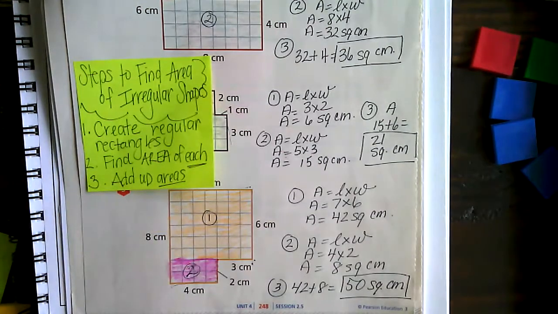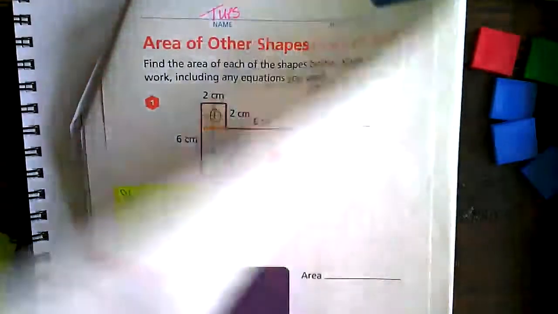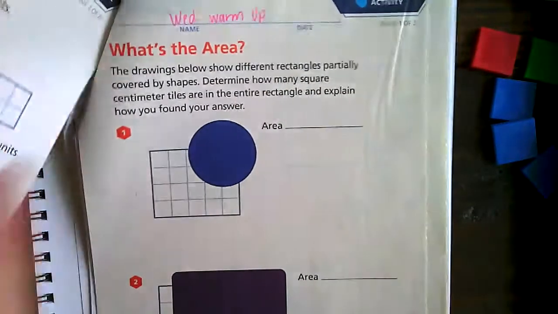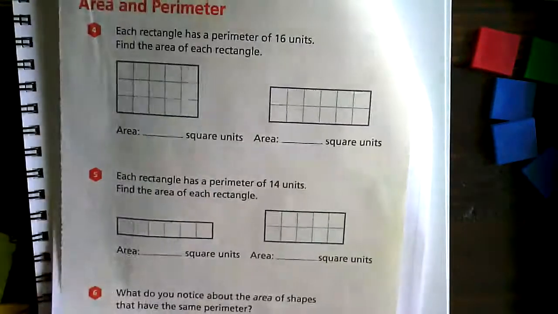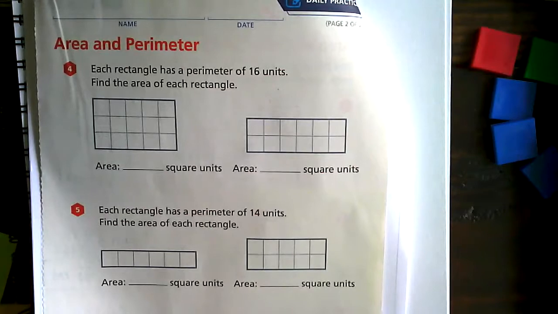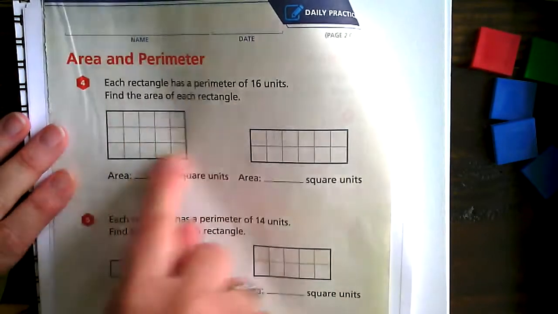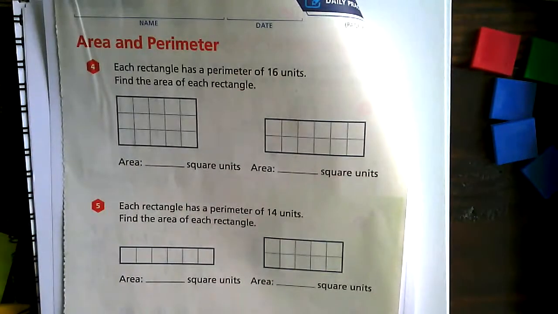Your homework tonight is not going to be with irregular rectangles. I don't feel like you'd be comfortable doing that yet. So your homework is on page 247. It's just right on the back. And it's basically just a quick review of area and perimeter. Find the area of each and the perimeter.